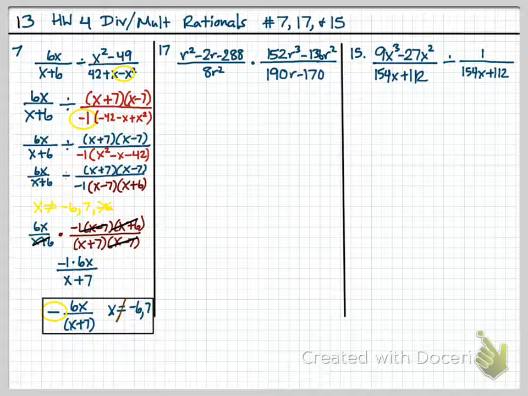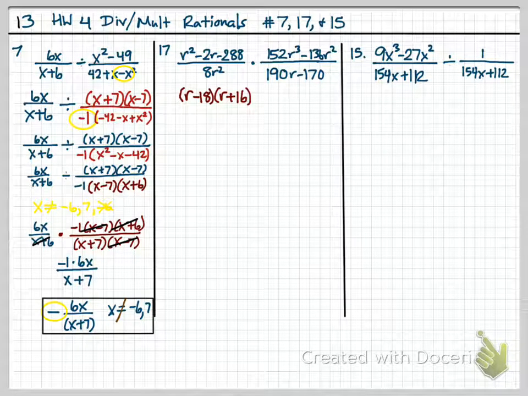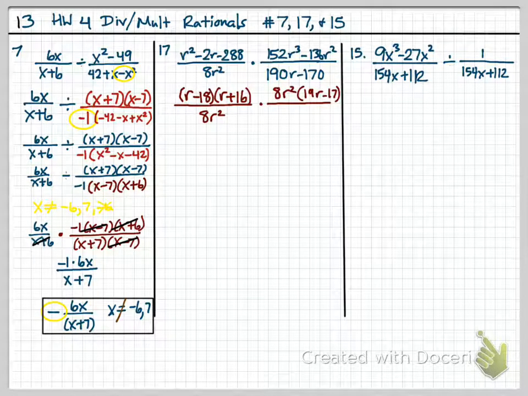Number 17 is a straight up multiplication problem. So let's start step 1. Let's factor. Factor the numerator. You get r minus 18, r plus 16. Denominator is fine. Factor out an 8r squared in the second fraction. The denominator in the second one, factor out a 10, and 19r minus 17 is there.